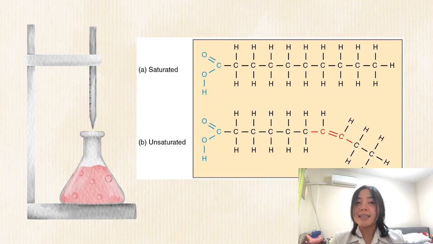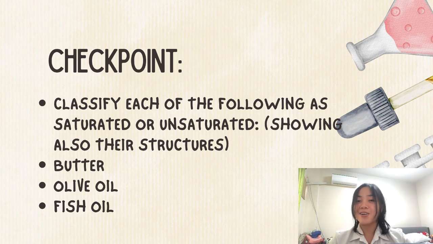Saturated fatty acids have straight zigzag chains that pack tightly. This makes them solid. On the other hand, unsaturated fatty acids have kinks due to the cis double bonds, which prevent tight packing, making them liquid at room temperature. Now, let's test your understanding.